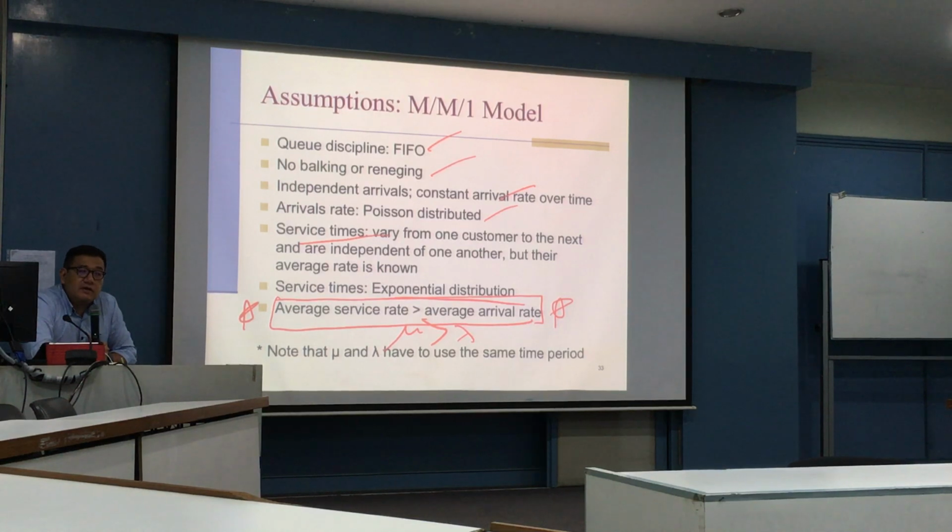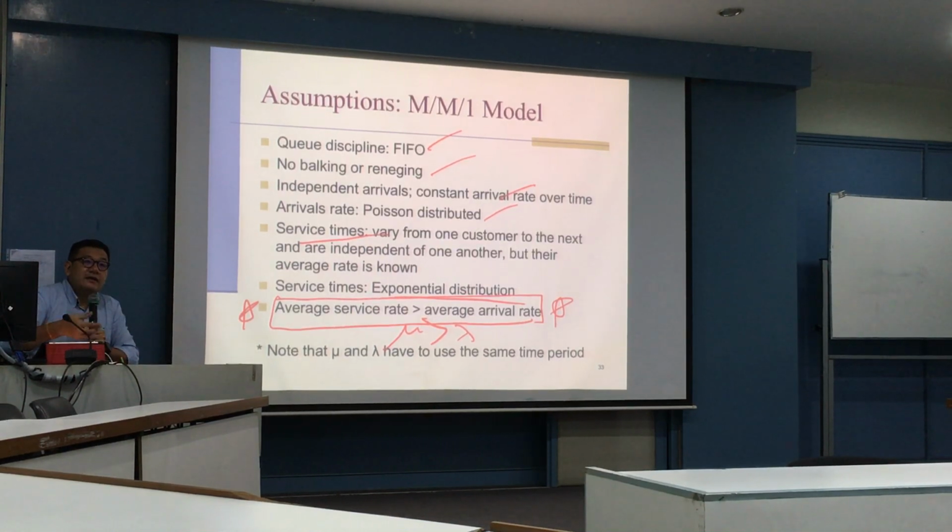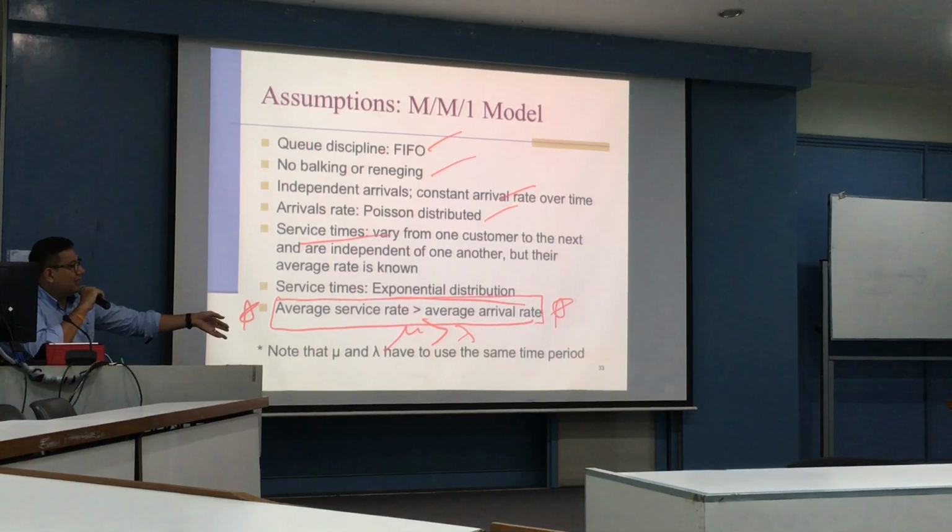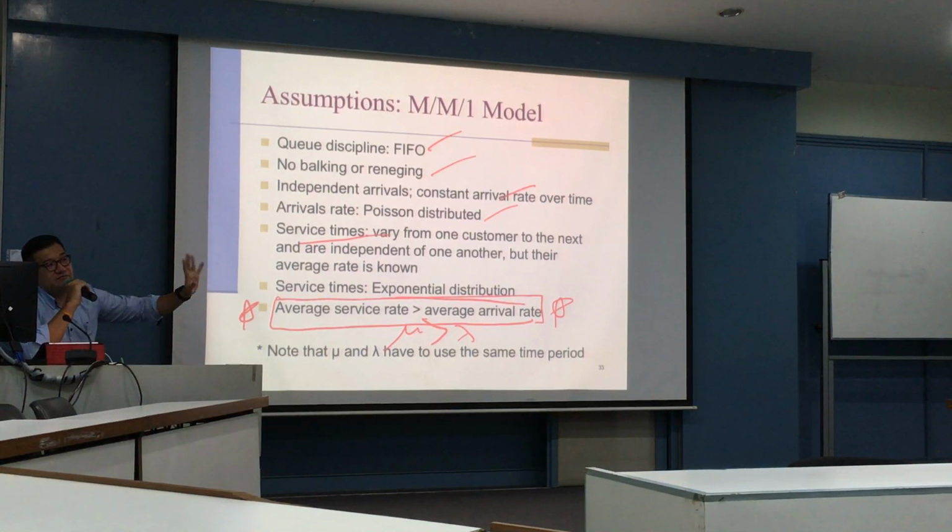And how about mu equal to lambda? It's impossible as well. Because if mu equals lambda, it means that the service provider would have to work 24 hours a day, 7 days a week, with no stopping. So it's impossible. That's why for the M/M/1 model, if you want to apply it, mu has to be greater than lambda. And don't forget that for both mu and lambda, you need to use the same period of time to measure. If you're using per hour, you use per hour for all. If you're using per minute, you use per minute for all.